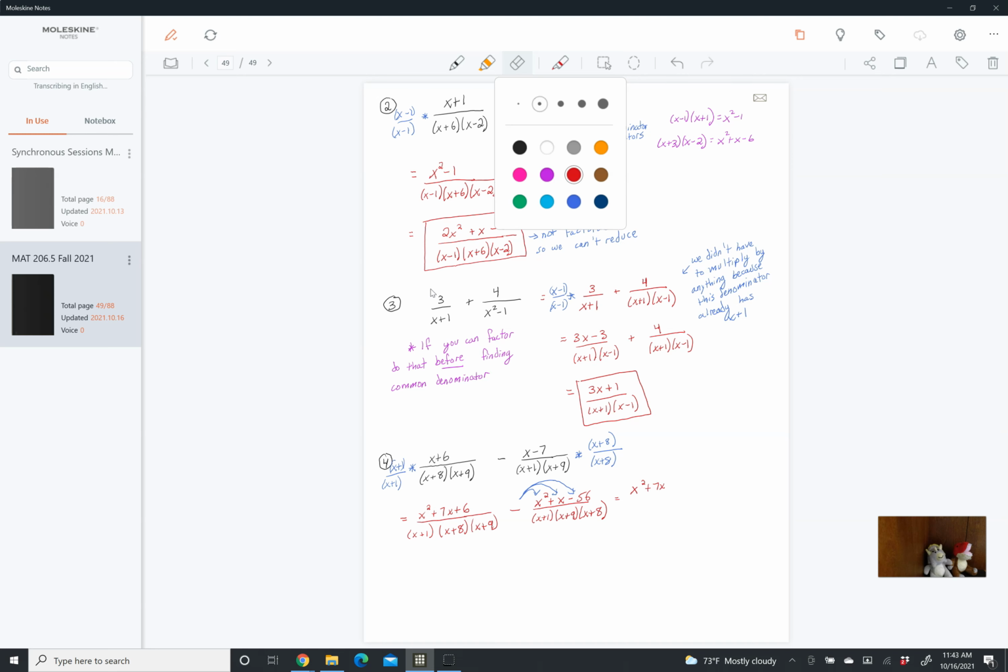7x plus 6 minus x squared minus x plus 56 over x plus 1 times x plus 9 times x plus 8. Okay, and now if we combine like terms, the x squares will cancel actually. And we get 7x minus x, which is 6x. And then we have plus 6 plus 56, which is plus 62.